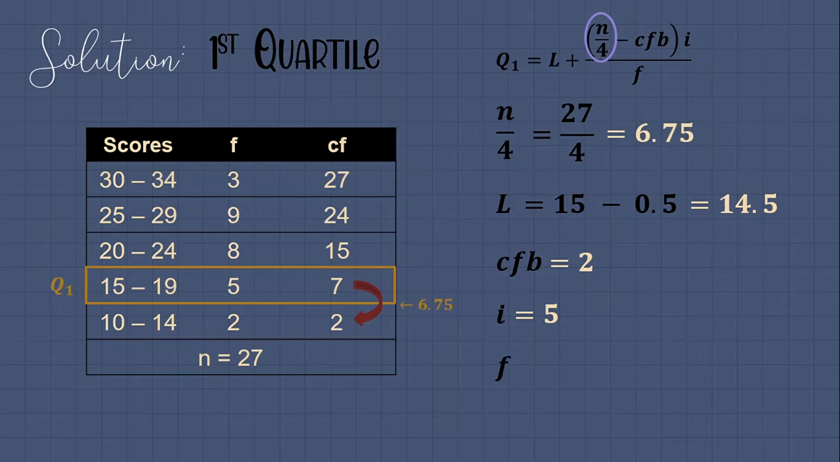The last one, we have the F, or the frequency of our quartile 1 class. And as you can see, it is 5. So those are the values in our formula. Now we can calculate our first quartile.